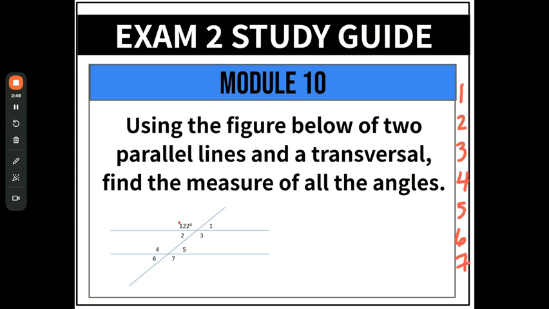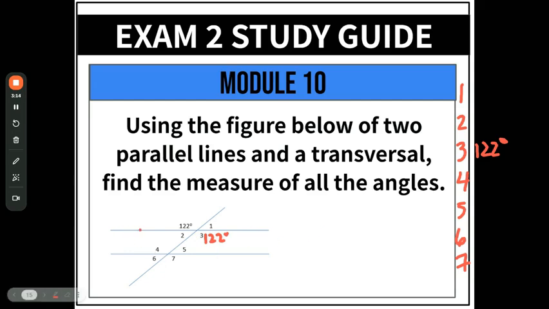the rules. So 122 right here, we know that any angle that's set up like this, the one diagonal from it here, angle 3, they're going to be exactly the same. So that means that angle 3 is going to be 122 degrees. They're going to be exactly the same. So I'll write 122.